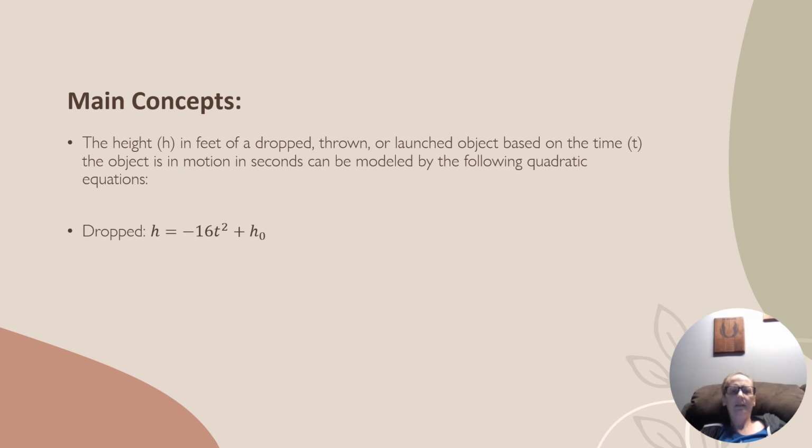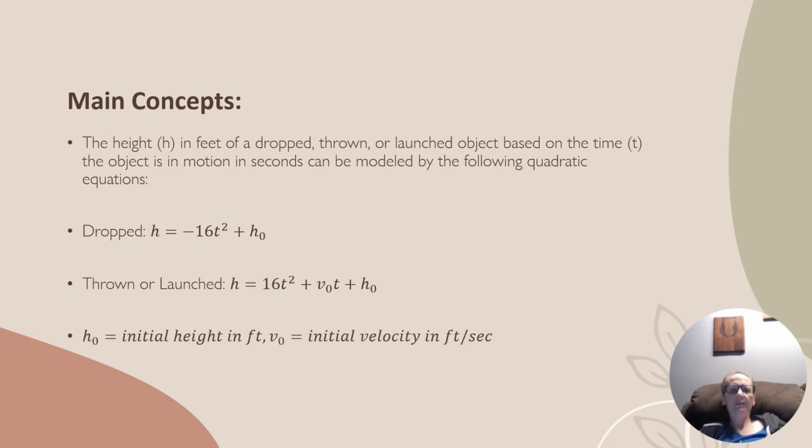The height of a dropped object is h equals negative 16t squared plus h0. We'll explain what h0 is in a second. For a thrown or launched object, the height is h equals negative 16t squared plus v0t plus h0. Here h0 is the initial height in feet, and v0 is the initial velocity in feet per second. It's very important that you pay attention to the units. They need to be in feet and seconds, or this doesn't work. So very important.